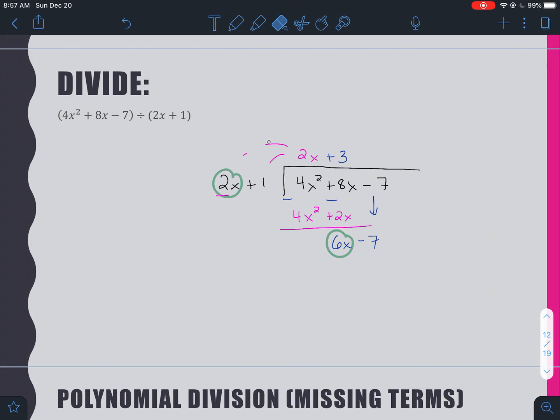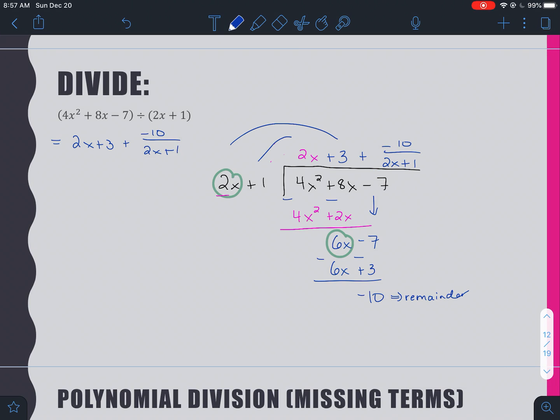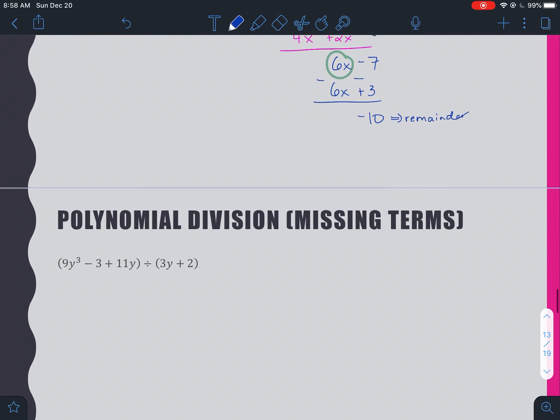And then 2x times what is 6x? That would be plus 3. And then distribute in the positive 3. And you would get 6x plus 3. And then subtract going down. 6x minus 6x is 0. Negative 7 minus 3 is negative 10. So that's my remainder. And then you add the remainder over what you were dividing by. We were dividing by 2x plus 1. So my answer is going to be 2x plus 3 plus negative 10 over 2x plus 1.